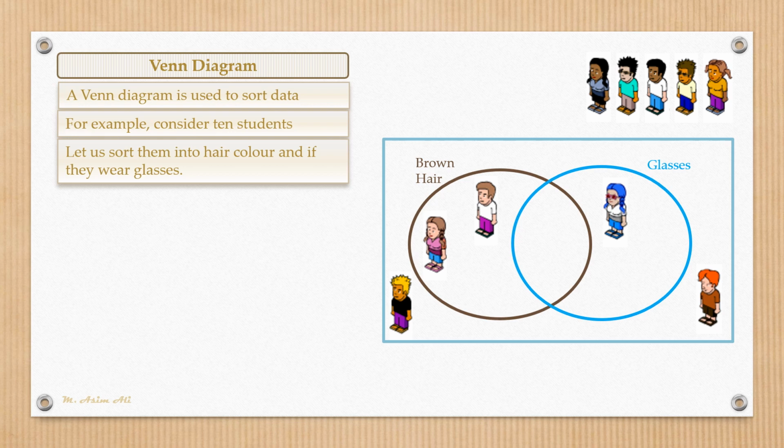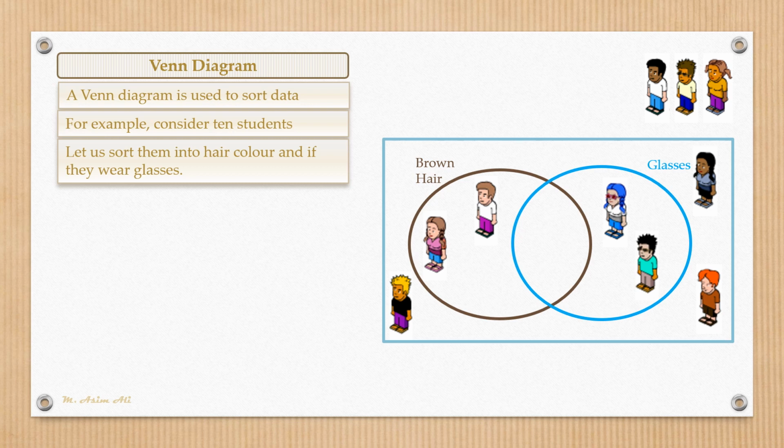Next is a girl who does not have brown hair and she's not wearing glasses, so she is not going to come in any of the two sets. She will stay outside. Next is a student who is wearing glasses, but he does not have brown hair. He has black hair, so he will not come in the set of brown hair, but he can come in the set labeled glasses. So we will make him stand on the right side of the set labeled glasses. We will not make him stand in the middle.